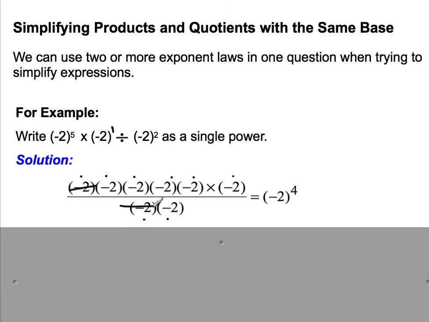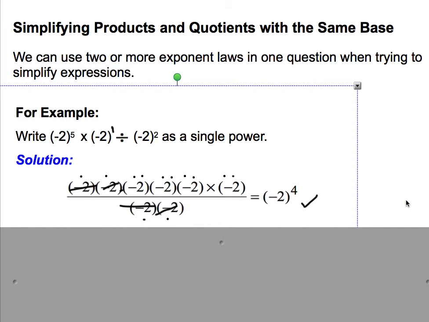And then I would cancel out my like bases. Oops, one too many. So now I'm left with 1, 2, 3, 4. So negative 2 to the power of 4. Remember, keep that negative in the brackets. It's part of the base.